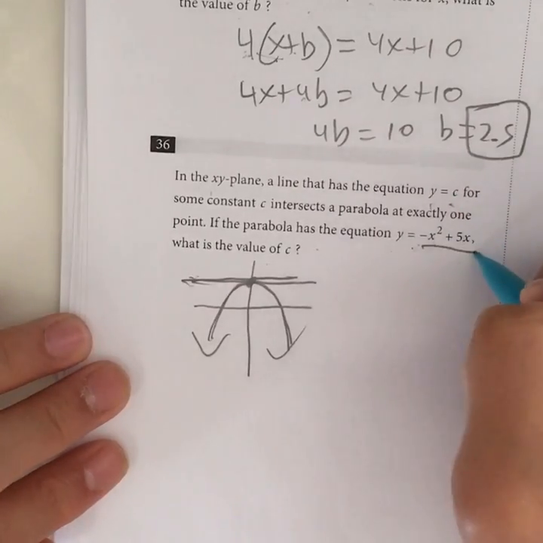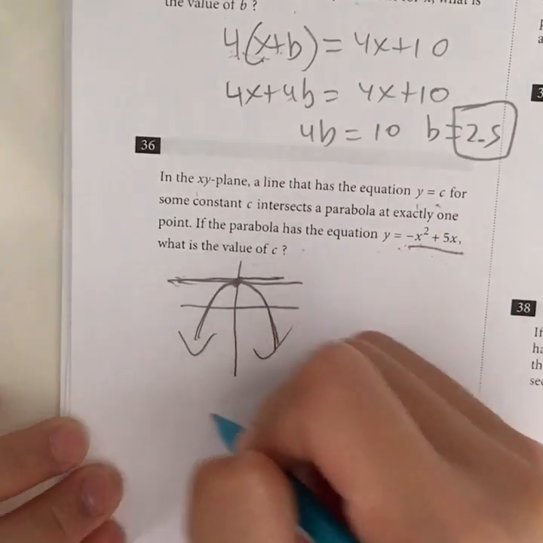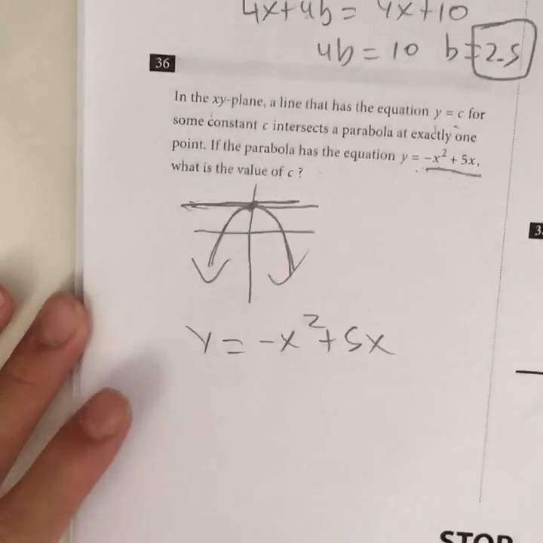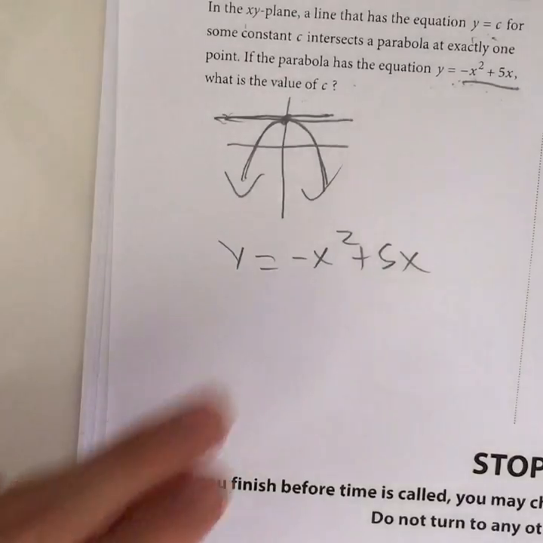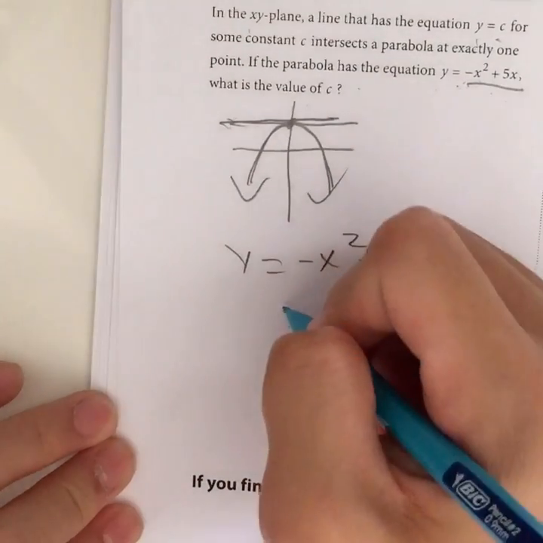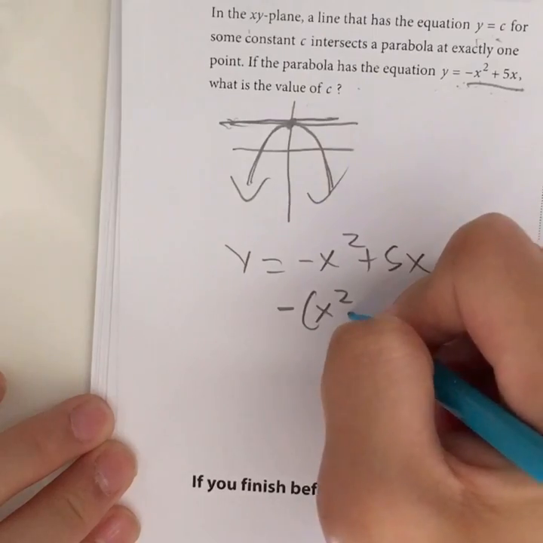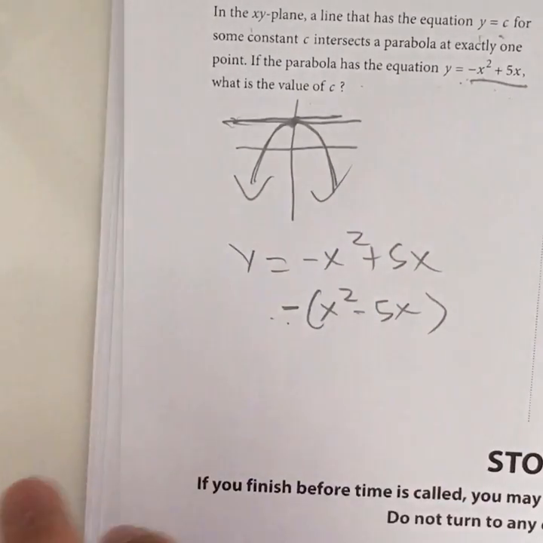So how do we find the vertex from this form? I'm just going to distribute. So y is equal to negative x squared plus 5x. If you guys are still watching this video at this point, let me show you how, because this is very important for putting any equation into vertex form. First we factor out the negative, so negative x squared minus 5x. I factor out the negative because I hate negative numbers.